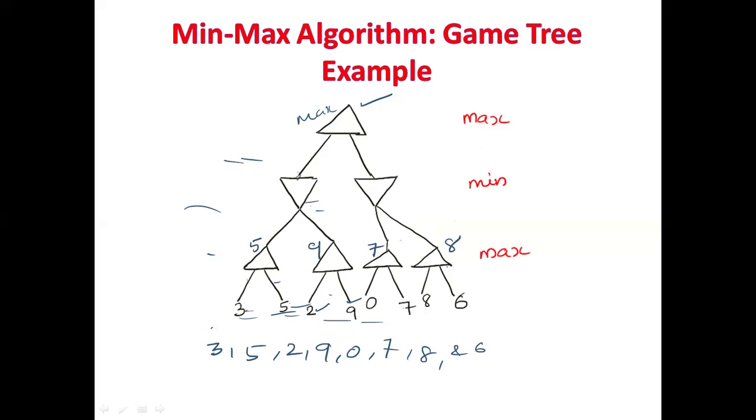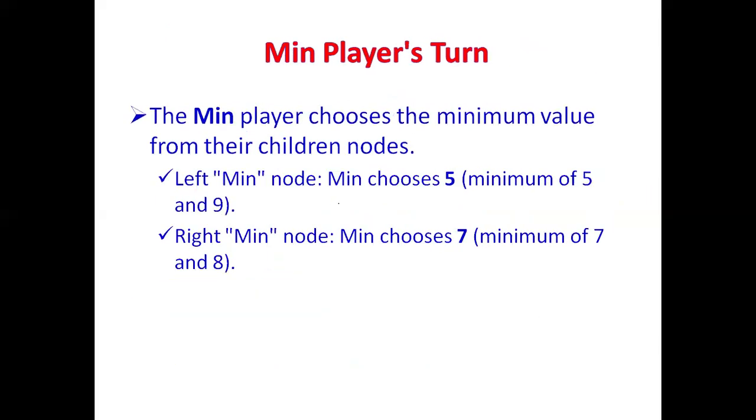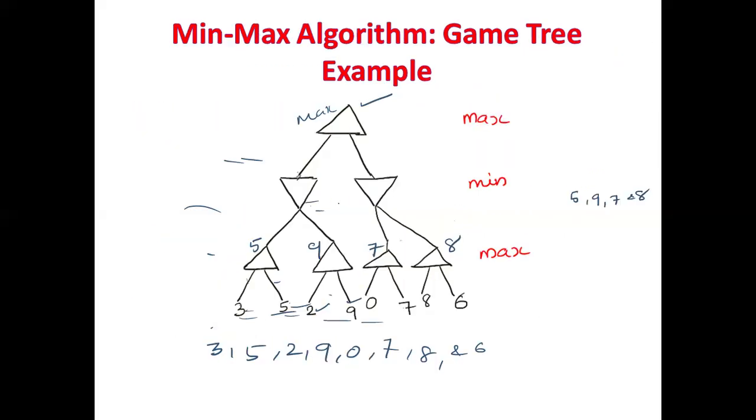So the updated game tree now has intermediate values of, what are all the intermediate values? 5, 9, 7 and 8. These values will be used for the next step when min makes its decision. Next, see here, min player turn. I'll write it in a different color.